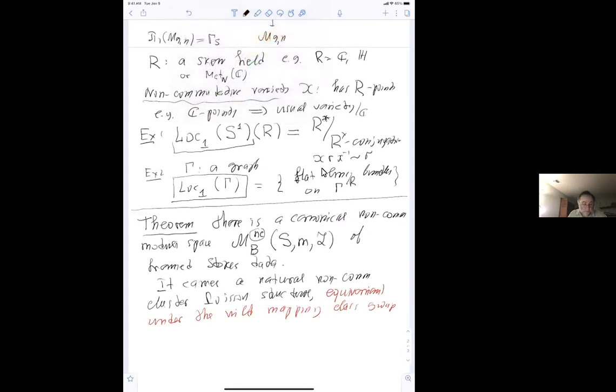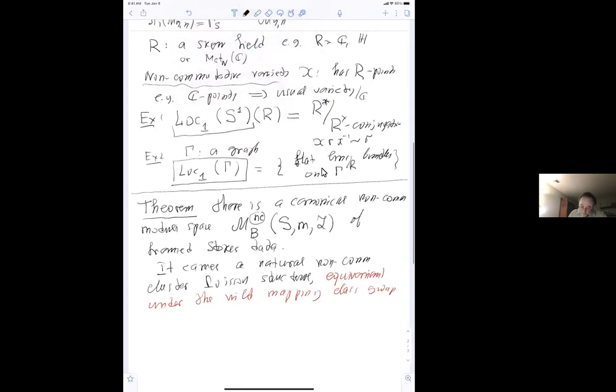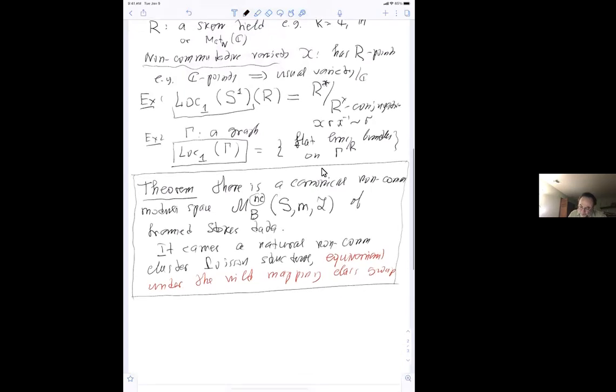So this statement is actually new, even in the case if you consider R to be complex numbers. Then it just says that the moduli space of usual Stokes data always has a cluster Poisson structure. And in special cases, this is well known.